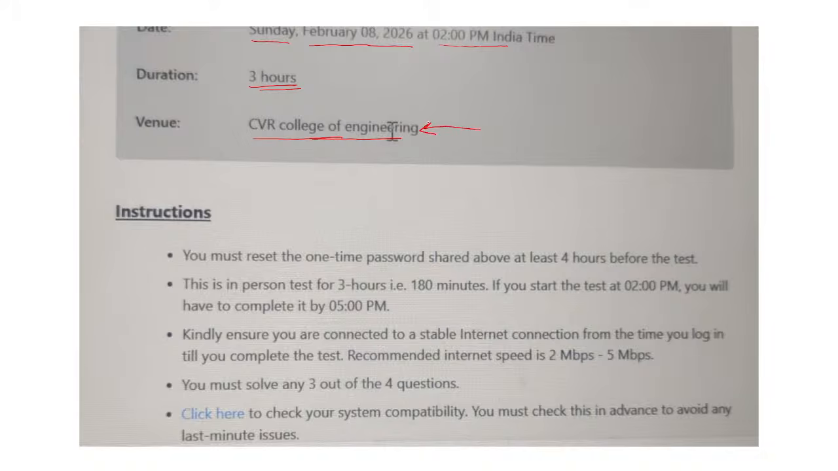Still, if you haven't got the venue details, you can just send a mail to Infosys stating that you haven't received them. And there are some instructions which everyone should read. You must reset the one time password. Many students are asking in the group how to reset it, so I'll tell you. But whenever you are appearing for an examination, you must read all the instructions carefully and understand them.